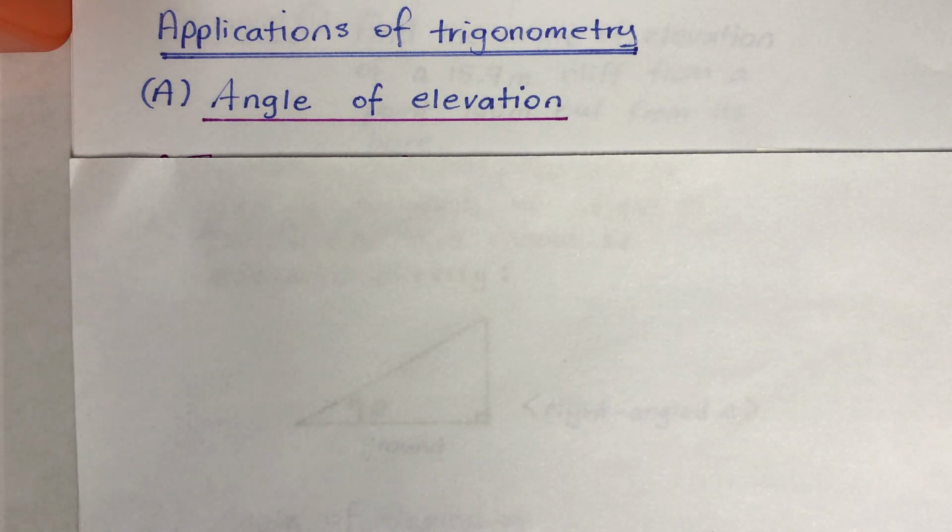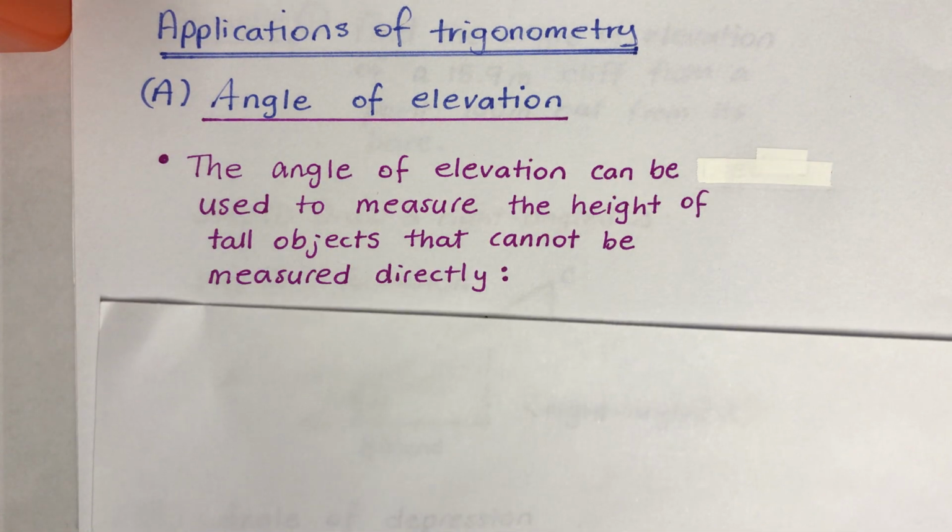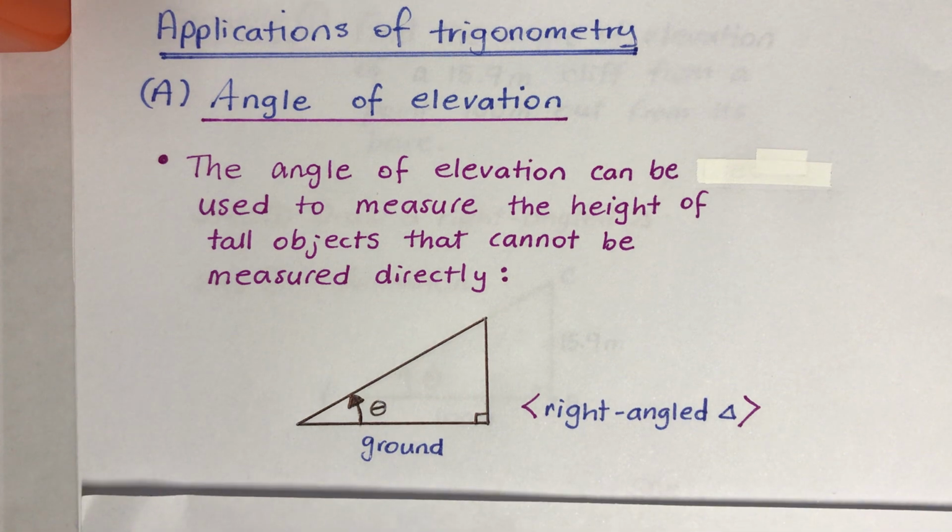Okay, applications of trigonometry. First, part A is angle of elevation. So what do we call angle of elevation? Let's have a look. The angle of elevation can be used to measure the height of tall objects that cannot be measured directly, like a building and tall trees and things like that. Now, the important part to remember here is that the elevation goes from the ground, the flat surface, to the top.